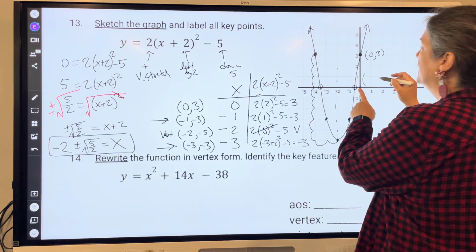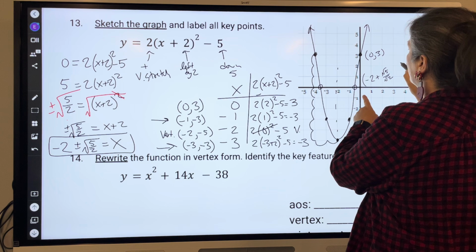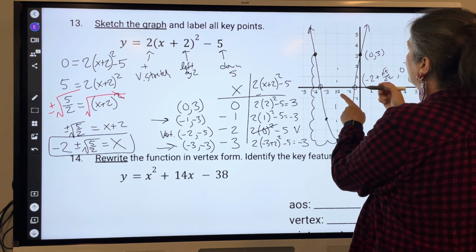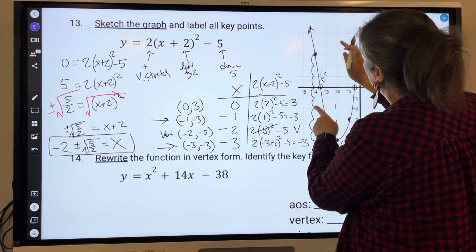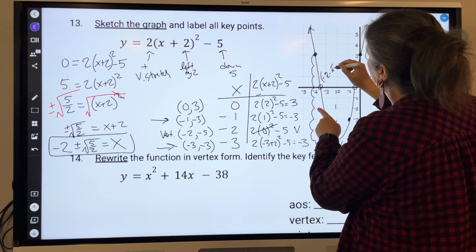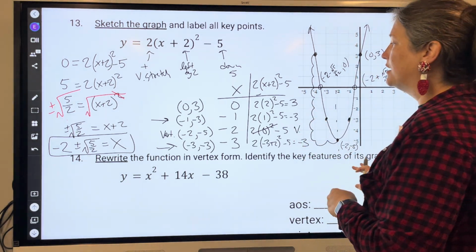This is probably (-2 plus √5/√2, 0), and this is (-2 minus √5/√2, 0). There you go. So I labeled all my key points.